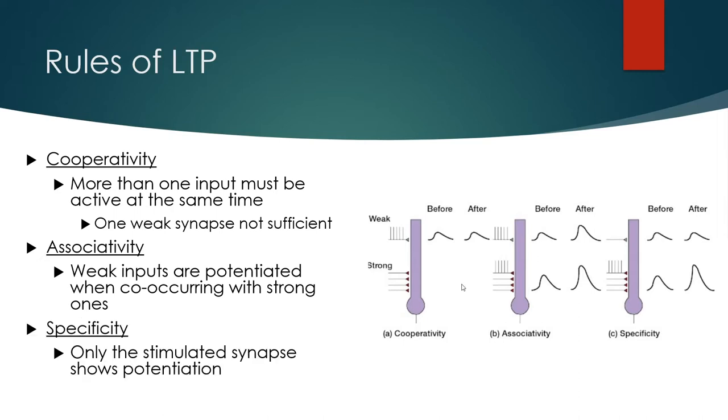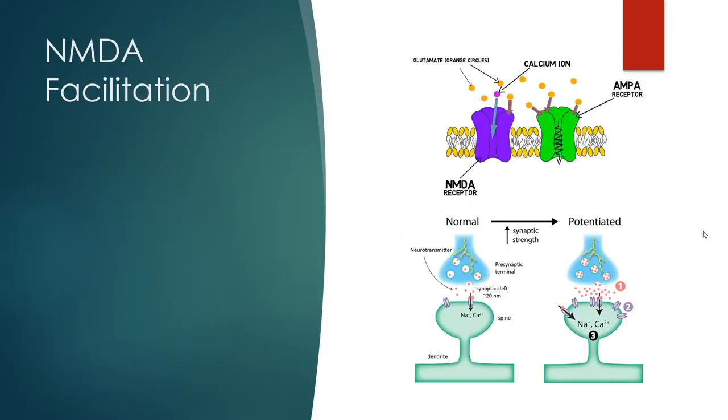And the third point is specificity. If we have that strong synapse that's really driving this postsynaptic cell to fire, and it's firing on its own and this weak synapse is not firing at the same time, the weak synapse is not potentiated. So the weak synapse has to be firing at the exact same time as the strong one, to be lumped in together and get potentiated. And because this one wasn't firing at the same time, you don't see this potentiation here. So that's the idea behind that.